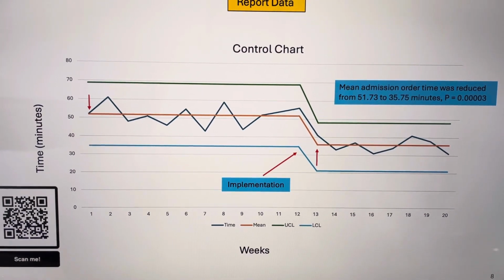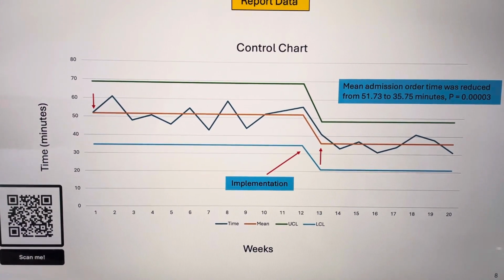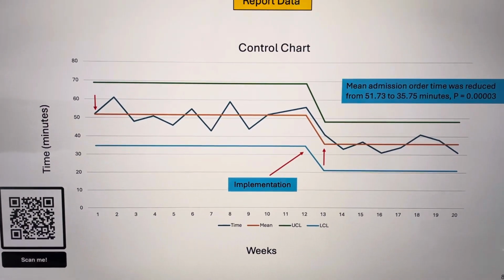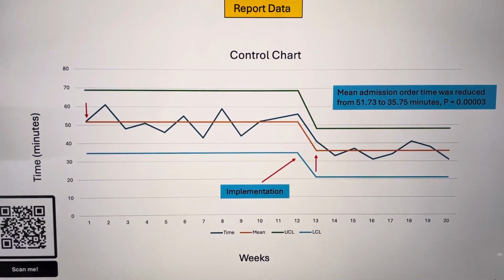So this is a simple example of how you can run a quality project. But again, read about it, and this is the way to go. I hope this small presentation helps you in understanding how to conduct a quality project.